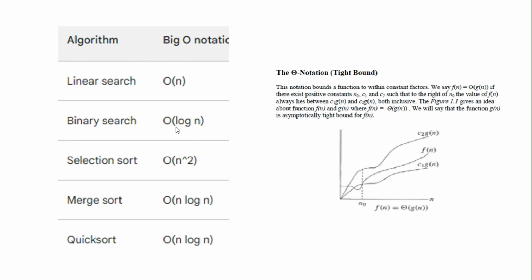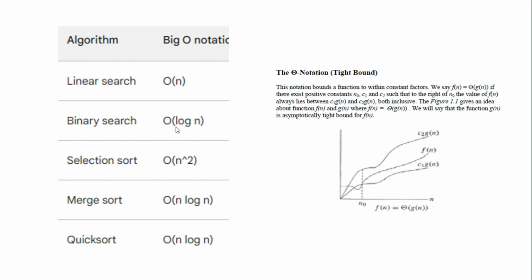Okay, theta notation. As you saw in the previous video, we have learned about big O notation. Always remember that's the upper bound. Big omega notation, always remember that's the lower bound. And theta notation is always the tight bound. What is the tight bound? We will learn about it with examples. Theta notation, tight bound.